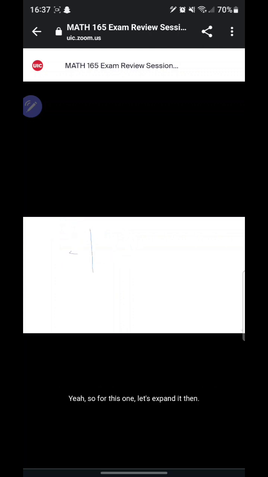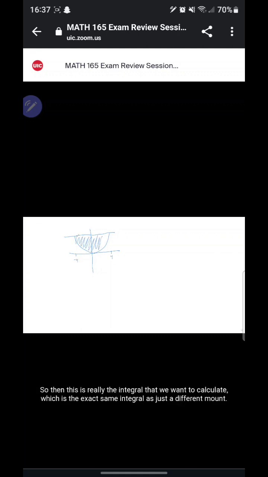All right. So we have the line y equals 16. In this case, I'd argue it looks something like this, where this is still 4, but then on this side we have negative 4. So then this is really the integral that we want to calculate, which is the exact same integral, it's just different bounds. Negative 4 to 4 of still 16 minus x squared dx, which is still going to give you 16x minus x cubed over 3 from negative 4 to 4. And then you can solve that yourself.